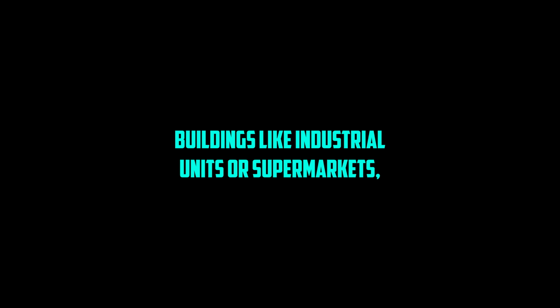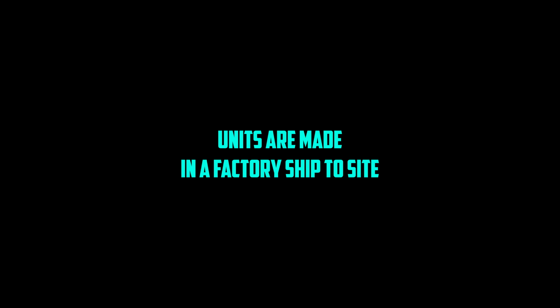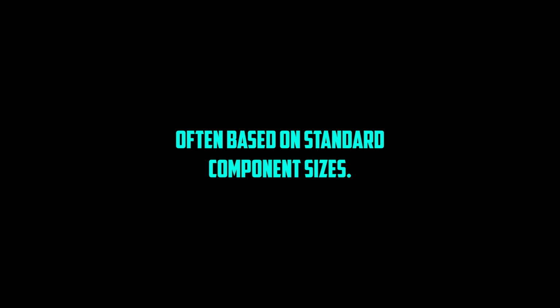What about precast concrete frames? Factory-made structures. Often used for single-story or lower-rise buildings like industrial units or supermarkets. Columns, beams, maybe even floor units are made in a factory, shipped to site, and assembled. Can be quicker on site. Often based on standard component sizes. Custom precast gets expensive because of mold costs. Fixings are usually bearing connections or bolted steel plates.